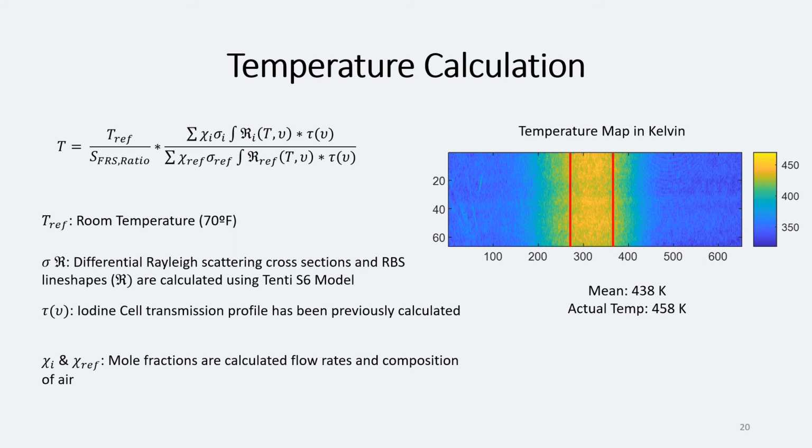The final step is to multiply the ratioed filtered LRS signal by known and calculated values to convert the raw LRS data into temperature at each pixel. This resulted in a mean temperature of 438 Kelvin for the heated nitrogen flow. The temperature read by the thermocouple was 458 Kelvin. However, this data was taken before a heated nitrogen coflow was implemented, so there was heat loss to the unheated coflow that could account for this difference.